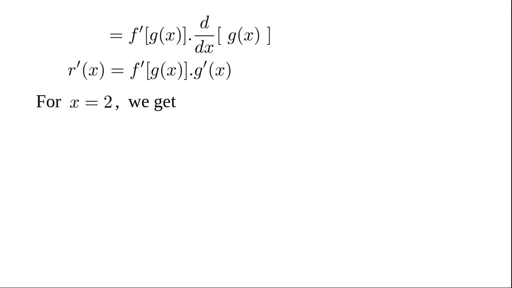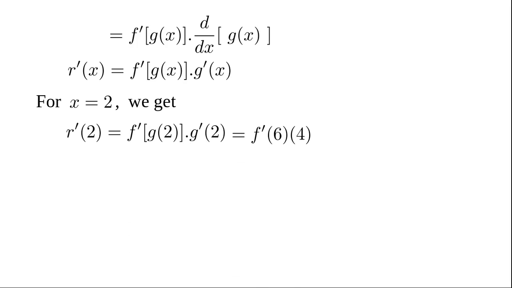Now for x equal to 2, that means we are going to substitute x equal to 2 in the differentiated function. So we get r dash of 2 equals f dash of g of 2 into g dash of 2. G of 2 is 6 and g dash of 2 is 4, and therefore it becomes f dash of 6 into 4. F dash of 6 is minus 4, and into 4, that gives you minus 16.